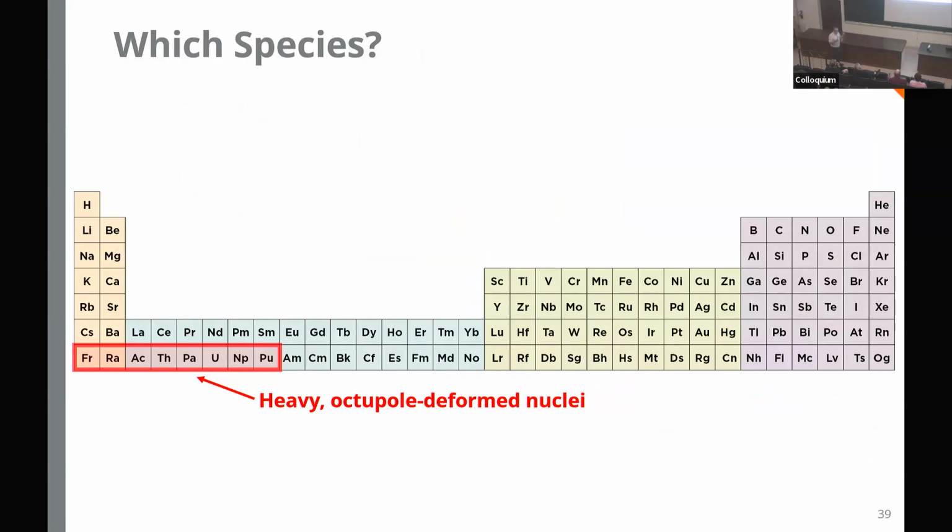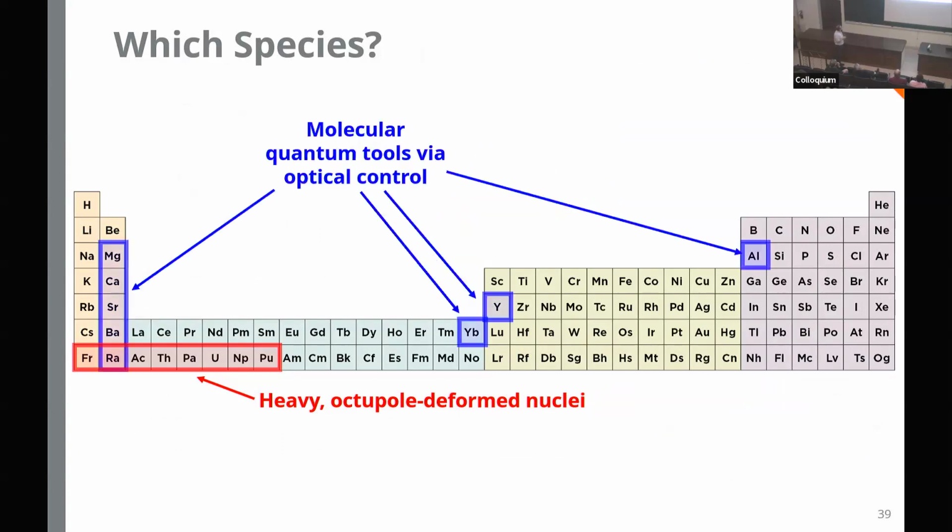If you go back to the question of which species you should use, these are the nuclei that are heavy and octupole deformed. So they're all radioactive. They're all hard to work with. If you want to use the tools that I've been talking about, these molecular quantum tools, that's these again. And there's this interesting case where they overlap, which is radium. And so we're interested in studying radium containing molecules in our lab for this reason, that we can combine all of these different tools that I've been talking about.